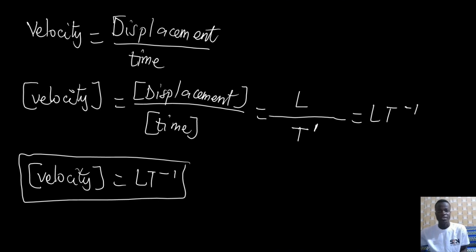The same thing for speed. If it were speed, it's going to be distance over time, and distance is the same as separation, right? So you obviously get the same thing. That's the only difference between velocity and speed. So the next thing we look at is acceleration.